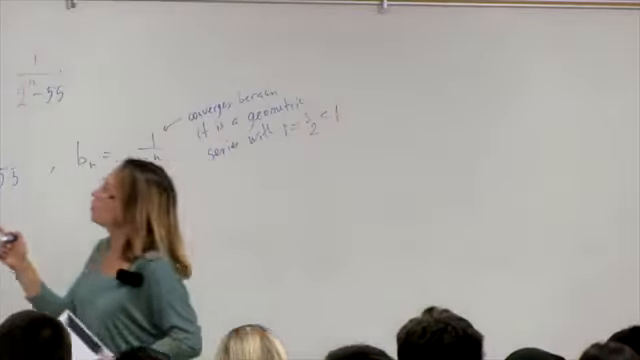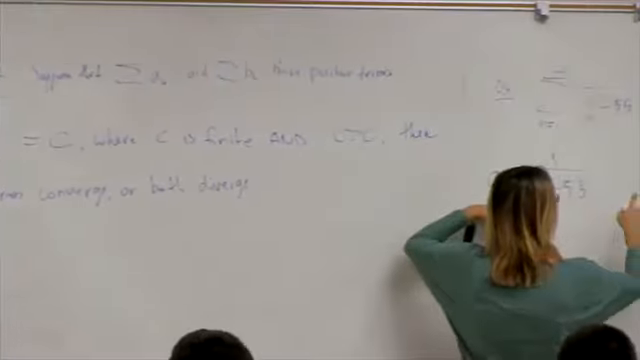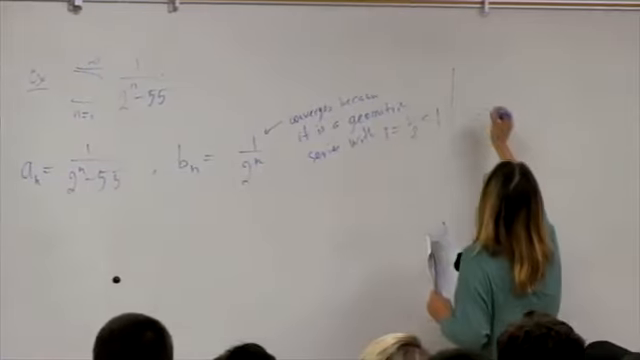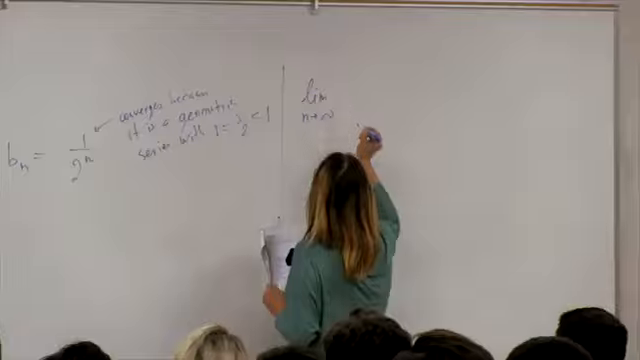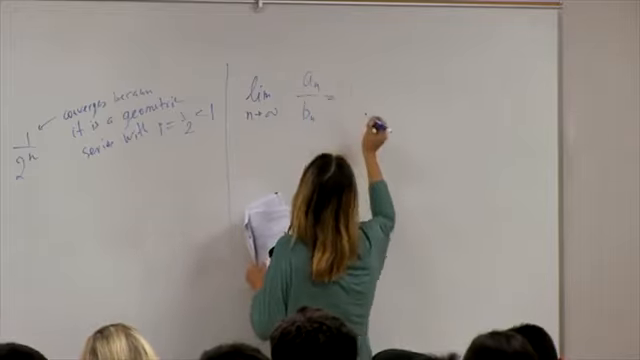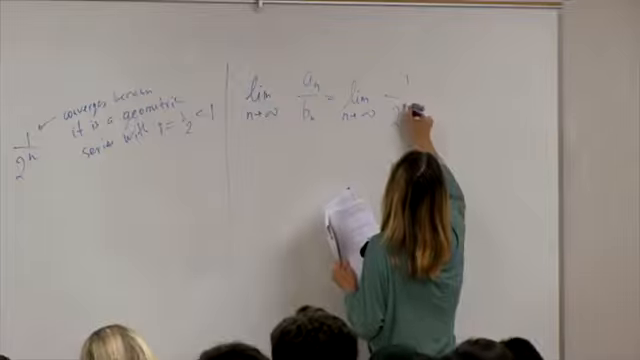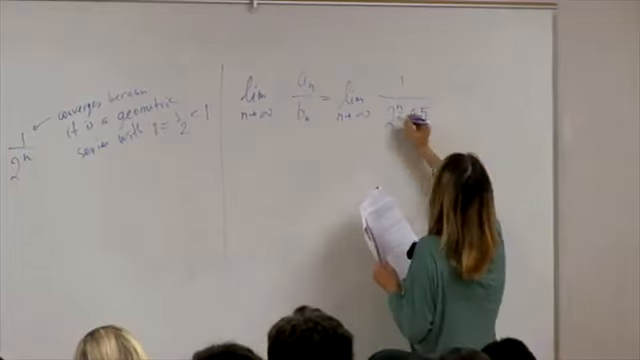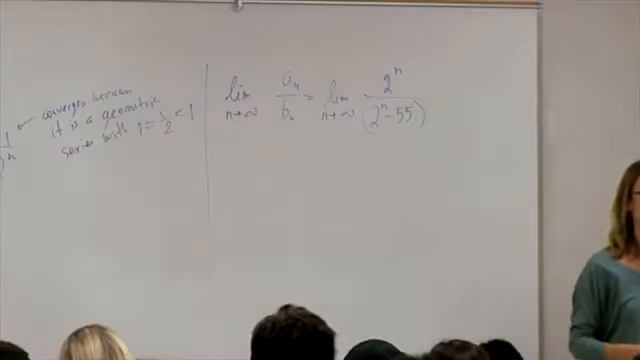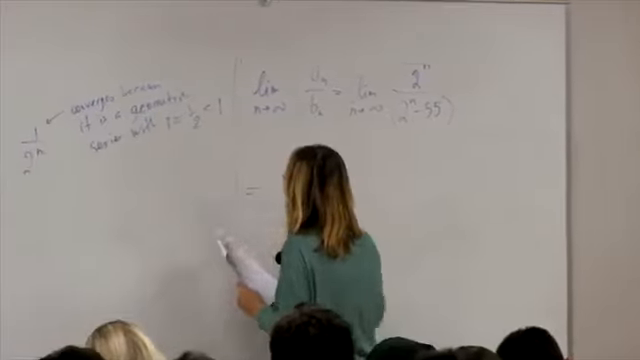Now we want to implement this test. So instead of comparing directly an to bn for each n, we are going to look at the limit as n goes to infinity of an over bn. So let's write it. An is that thing, 1 over 2 to the n minus 55. And this one is 1 over 2 to the n. Right? So I formed the ratio of the two. And the goal is to show that it tends to a positive constant.